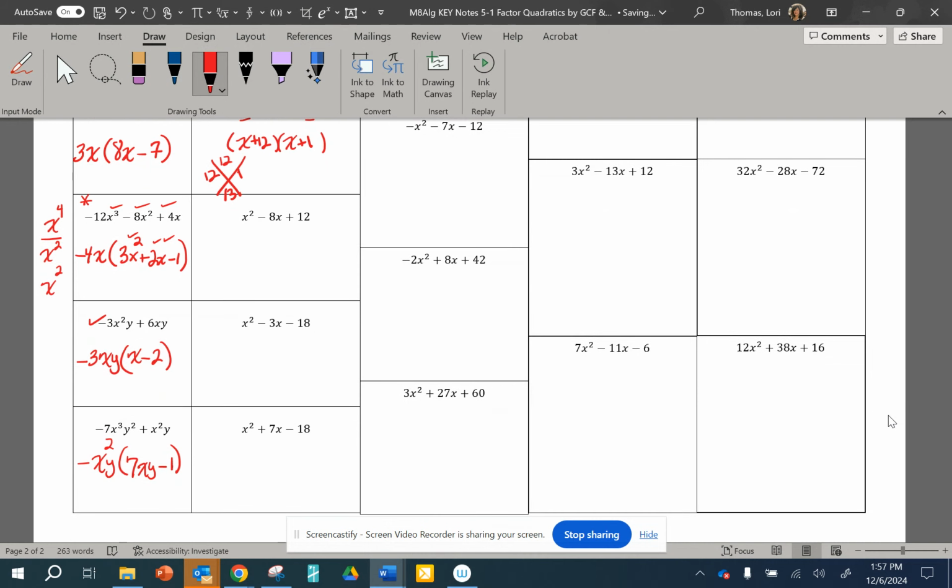Our next one, this time we're going to have to consider a negative. So we're going to factor x squared. Our A times C is 12, and our B value is negative 8. So we're thinking of two factors that give us a positive product. So negative 6 and negative 2. That does give me positive 12 and a negative 8 if we were to add those. So x minus 6 and x minus 2.